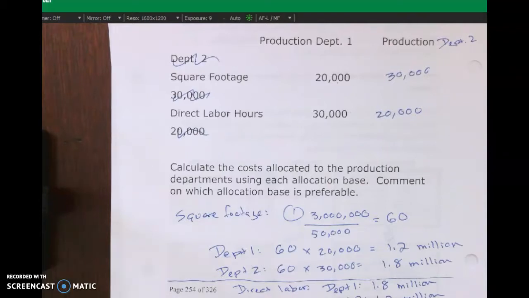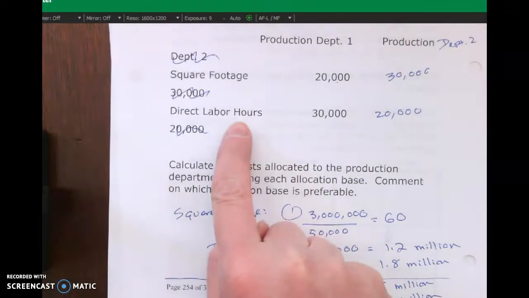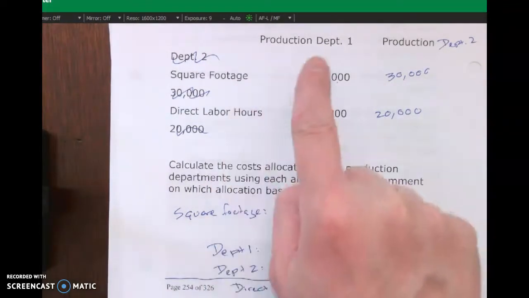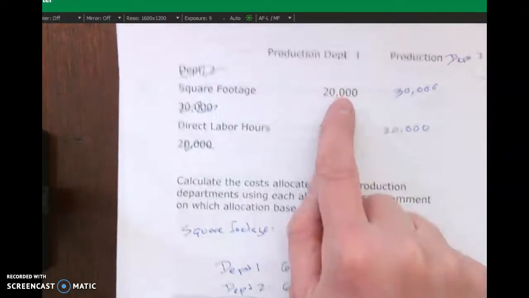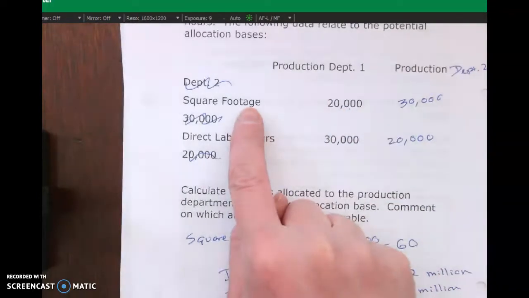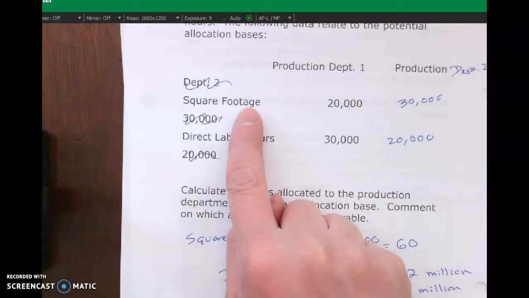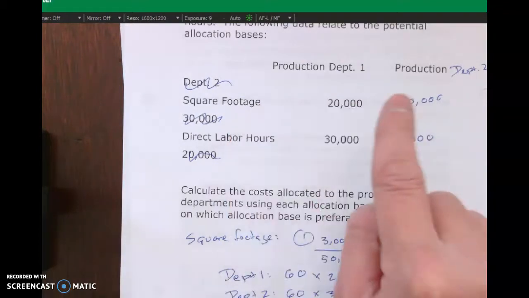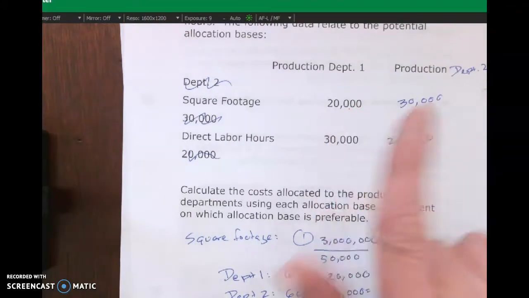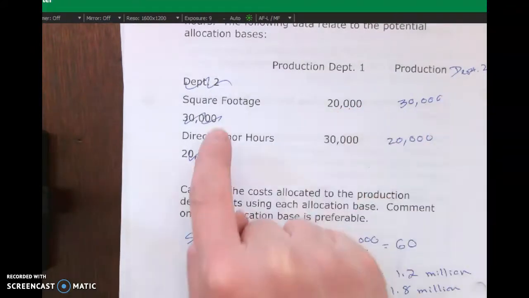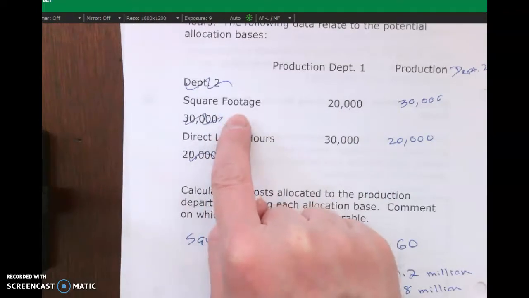The second thing is, what's the true causal factor? So if it takes more labor hours for Department 1, then maybe what we want to do is allocate based upon labor hours. If maintenance costs vary with square footage, right? If there's more square footage, that means we have to hire more maintenance personnel. Then what we want to do is allocate it based upon square footage, because the square footage of these cost objects is what's driving the costs of the maintenance department.